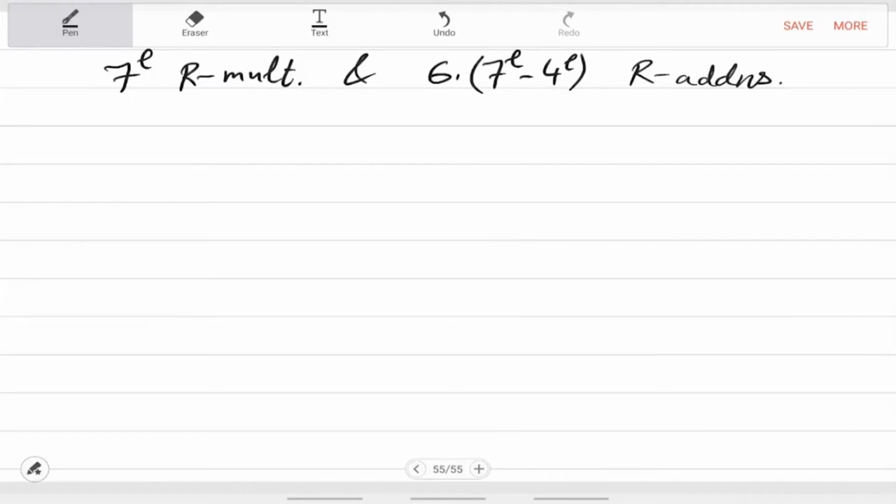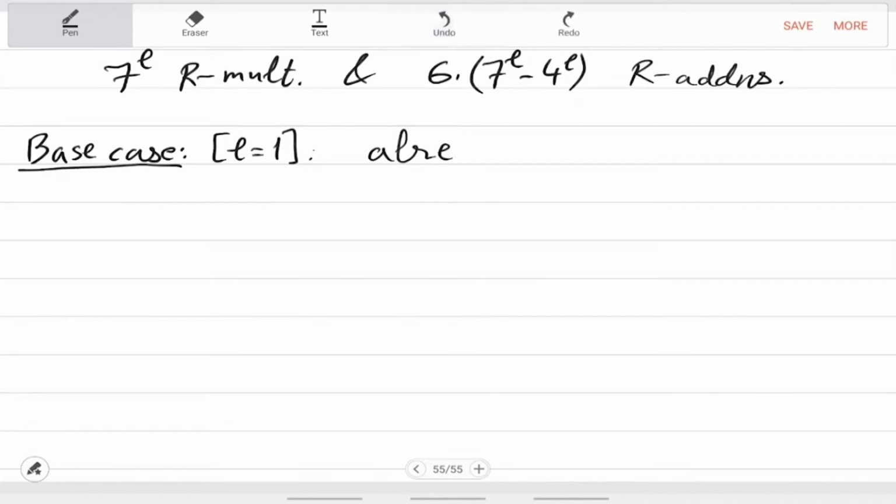So actually both multiplications and additions are not too many. This is n to the log 7. That's the order. So base case is L equal to 1. Right, so these are 2 by 2 matrices which we have already done. So for L equal to 1 you got 7 multiplications and 18 additions, right? That is the base case already. That was actually the starting point of all this.